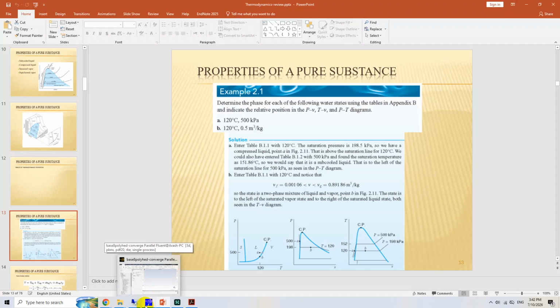So the liquid is subcooled because its pressure is the saturation pressure, but its temperature is lower than the saturation temperature. So the liquid is in the subcooled region and it's a subcooled liquid. You can see it in the first diagram.